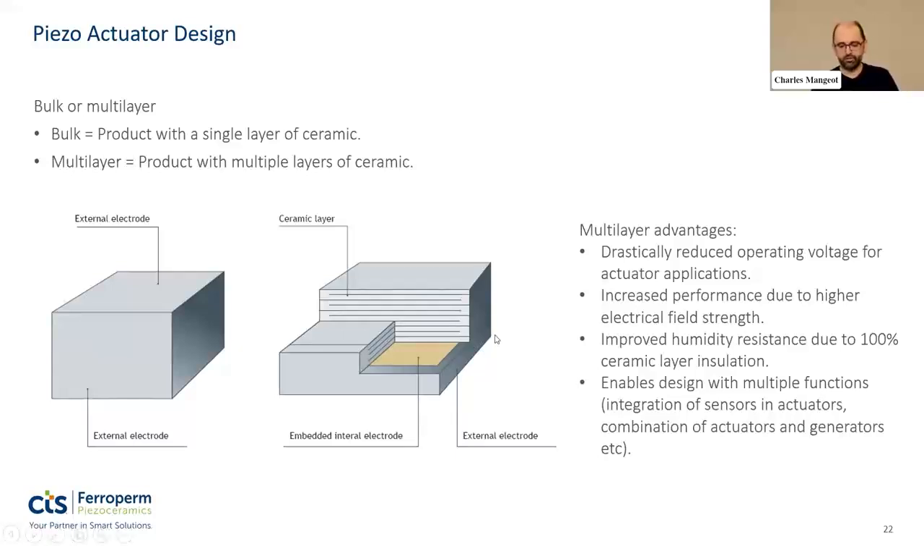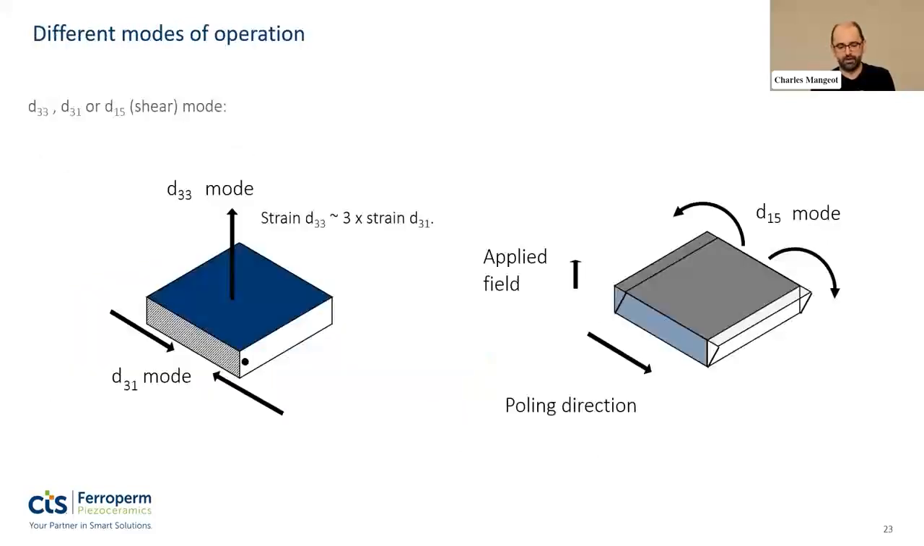We can also play with multiple functions. So we've made actuators in combination with sensors, for example. So you have a few layers that are connected separately that are used as a sensor. Or we have also made some other devices with several active regions in them. There was one for adaptive optics, for example. There was a bar with, I think, 10 regions that could be addressed separately or individually.